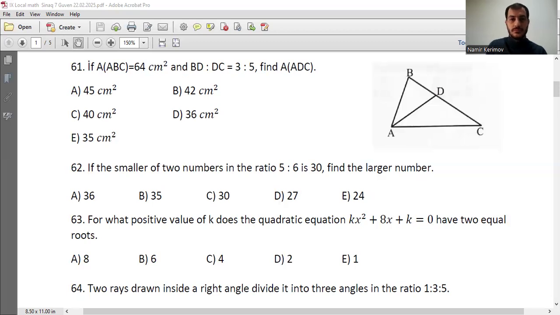And then let's say 3A plus 5A equals 64. So 8A is 64, A equals 8. So area of ABD should be 3 times 8, 24. And area of ADC, the other triangle, should be 5 times 8, which is 40. So answer is C. We need the area of ADC.